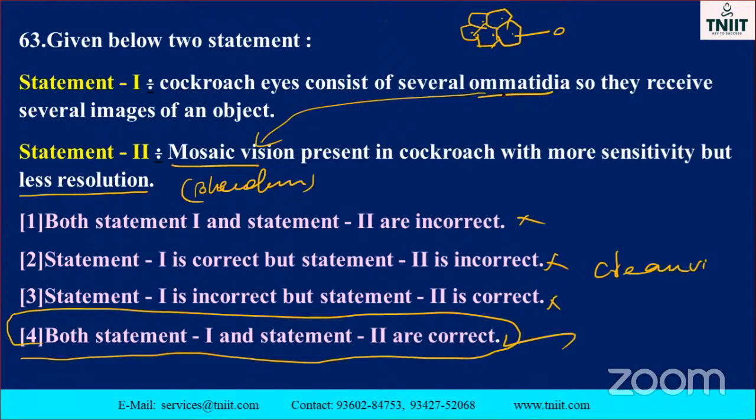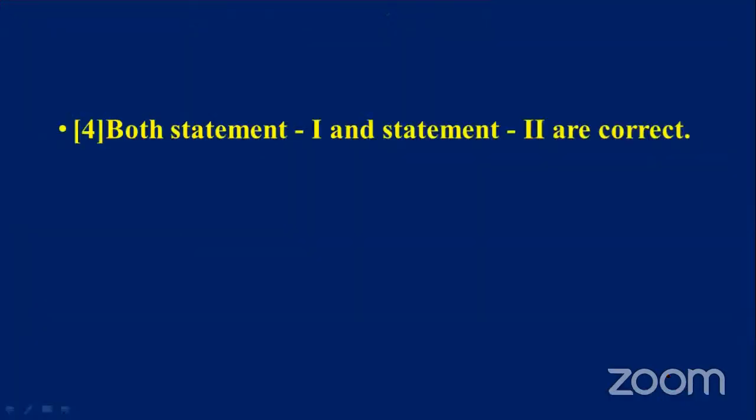Okay. Home material. Note it down, my dear student. This is very, very important. Mostly present in the cockroach only. It has a mosaic vision. Why does it have a mosaic vision? Because of the presence of home material. Okay. Don't forget. In front of the antennae, the cockroach. Okay, like this. Don't forget.